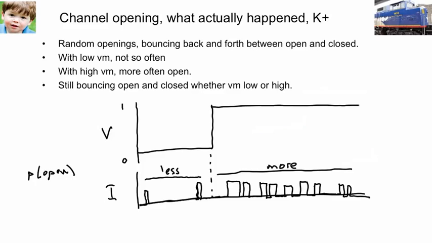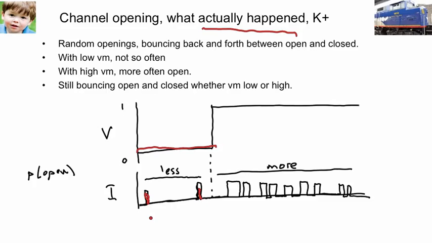This is what actually happened. I think of this as one of the most astonishing results in all of electrophysiology, which has a lot of them, but I think this one is really wild. What actually happened is that over here when the voltage was low, we saw some currents, but only occasionally.